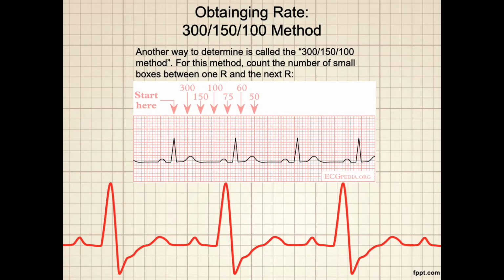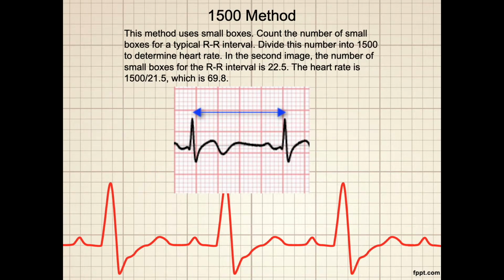Those two methods are fine to use in a hurry, when you just have to get an overall view, a glance at what the heart rate is. But if you're trying to interpret an ECG, it is important that you are as accurate as possible. The most accurate way to determine the rate is called the 1500 method. So you should always use the 1500 method.